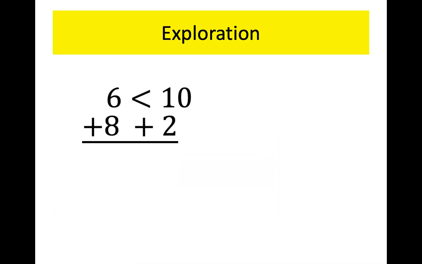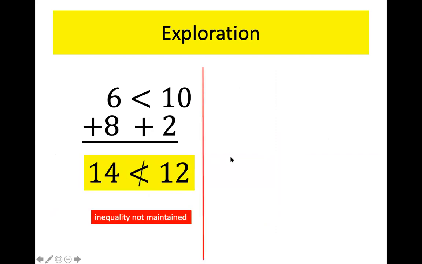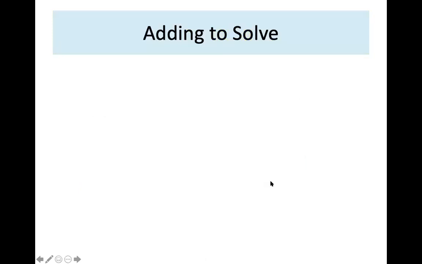All right, so add different things to both sides, bad things happen. We get 14 is smaller than 12, which is clearly not true. So make sure you always add the same thing to both sides. All right, and once again, I'm just showing you that that does not work when you add different things to both sides. 8's not bigger than 9. All right, let's solve some equations, or inequalities, sorry.